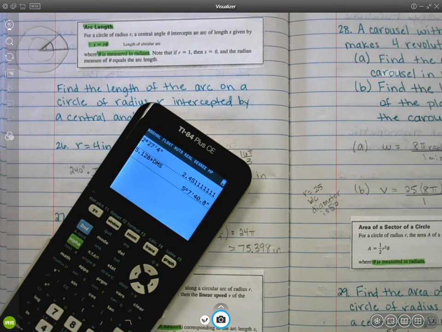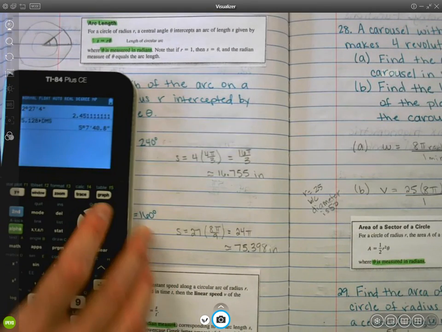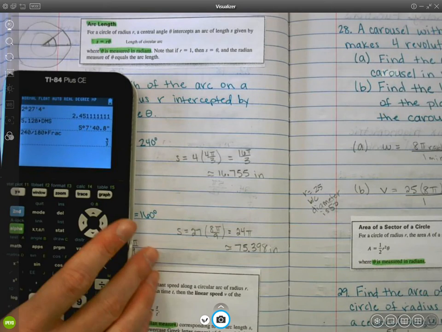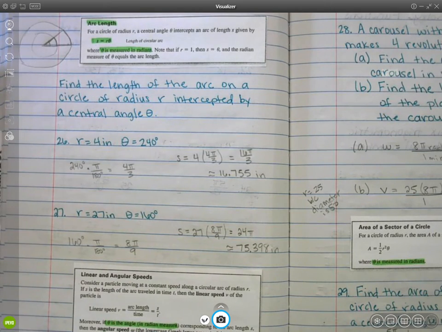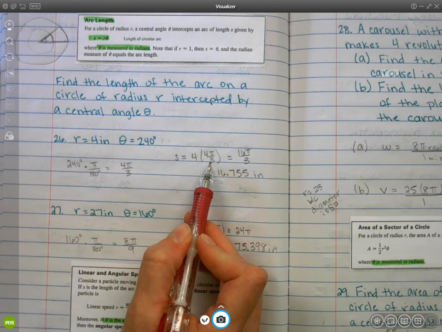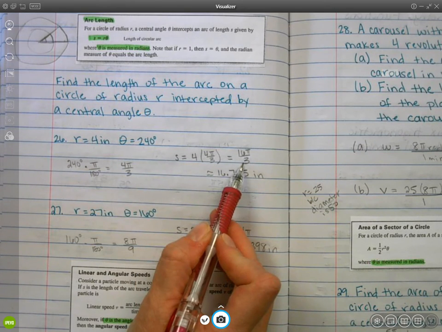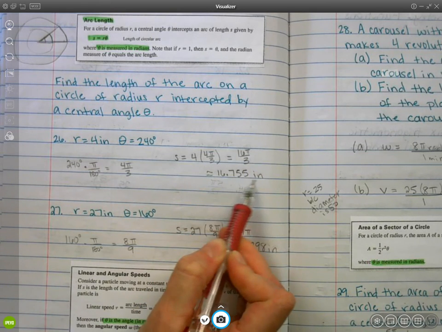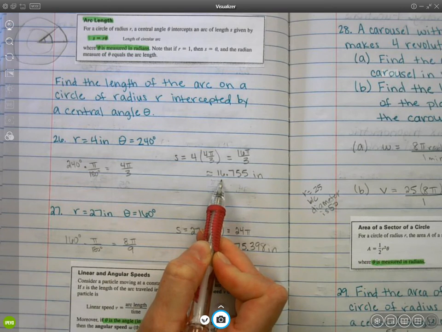And if you struggle with reducing fractions, remember that your calculator has a fraction button. So 240 divided by 180, if you do math and enter, it will give you a reduced fraction. All right, so now using the formula, we're going to do 4 times that angle. We get 16 pi over 3, and if you just type that in your calculator, 16 times pi divided by 3, you get this as your measurement in inches.